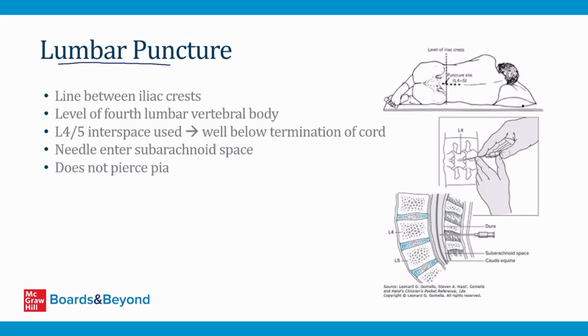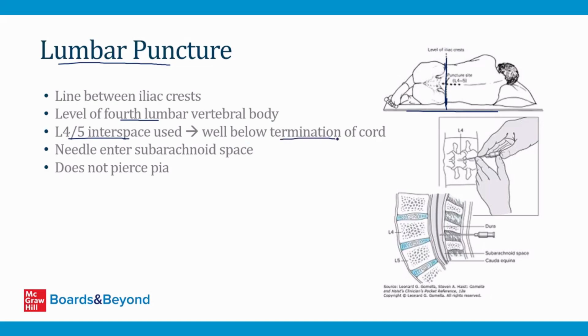The way you perform a lumbar puncture is you ask the patient to lie on their side, like what's shown here in the upper panel. You then identify the iliac crests, which are the top of the pelvic bone. You should be able to identify the left and right iliac crests easily by feeling beneath the skin, and you make a line between those two crests. That line is usually at the level of the fourth lumbar vertebral body, and so just below that line is the L4, L5 interspace.